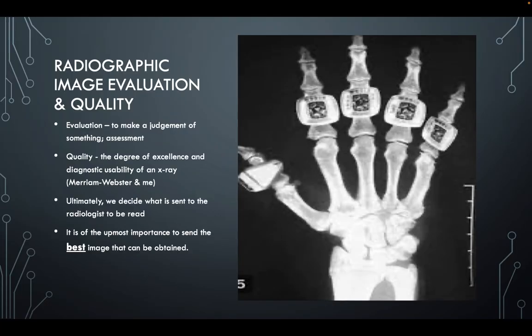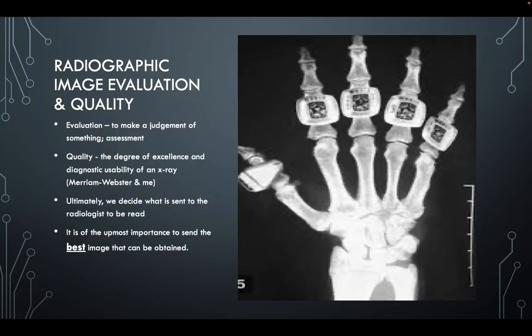So, radiographic image evaluation and quality. Evaluation, just making a judgment of our image. Is it good? Is it worth sending through to be evaluated, or do I need to take a repeat? Do I have my objective? Does it look super bright? Is the contrast appropriate? Quality is the degree of excellence and diagnostic usability of an X-ray.